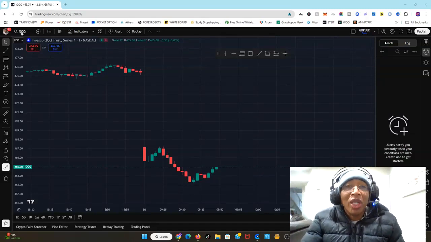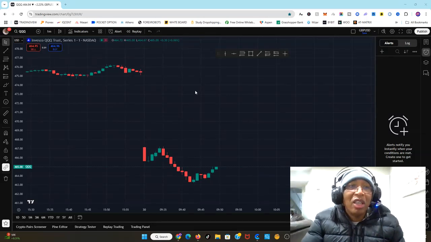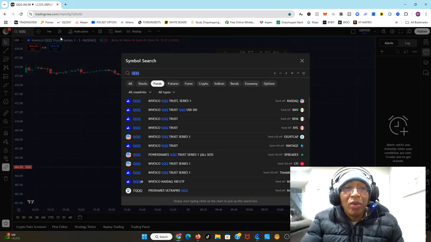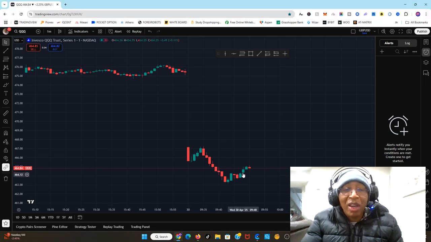Once you have your TradingView set up, all you need is your name and your email address. Then you're going to come here where it says stocks, and now we're going to funds and type in QQQ, and there it is. It is on the NASDAQ. This is the fund ETF on the NASDAQ, very popular.